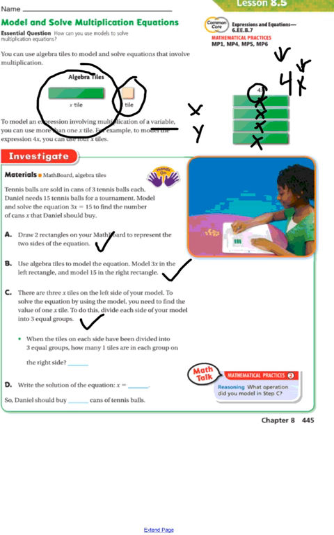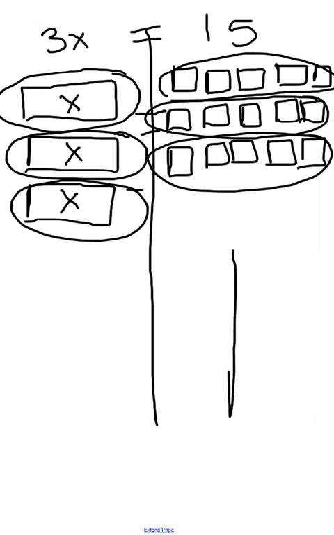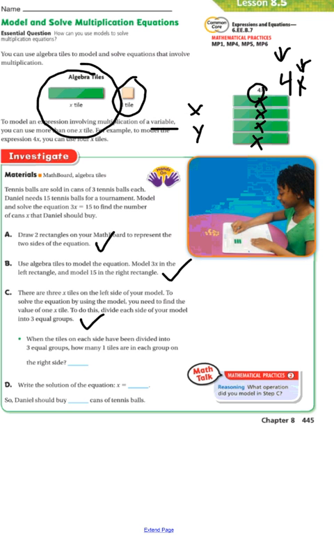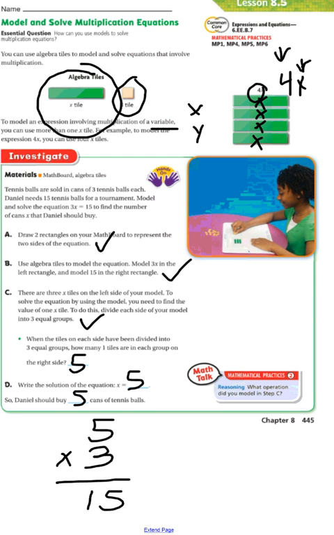C is done. When the tiles on each side have been divided into 3 equal groups, how many 1 tiles are in each group on the right side? Okay, let's look at the right side. So we're looking right here. There are 1, 2, 3, 4, 5 tiles in one group. Write the solution: X equals 5. So Daniel should buy 5 cans of tennis balls. To check this, you would do 5 cans of tennis balls times 3 tennis balls in every can is 15. So you did it correctly.